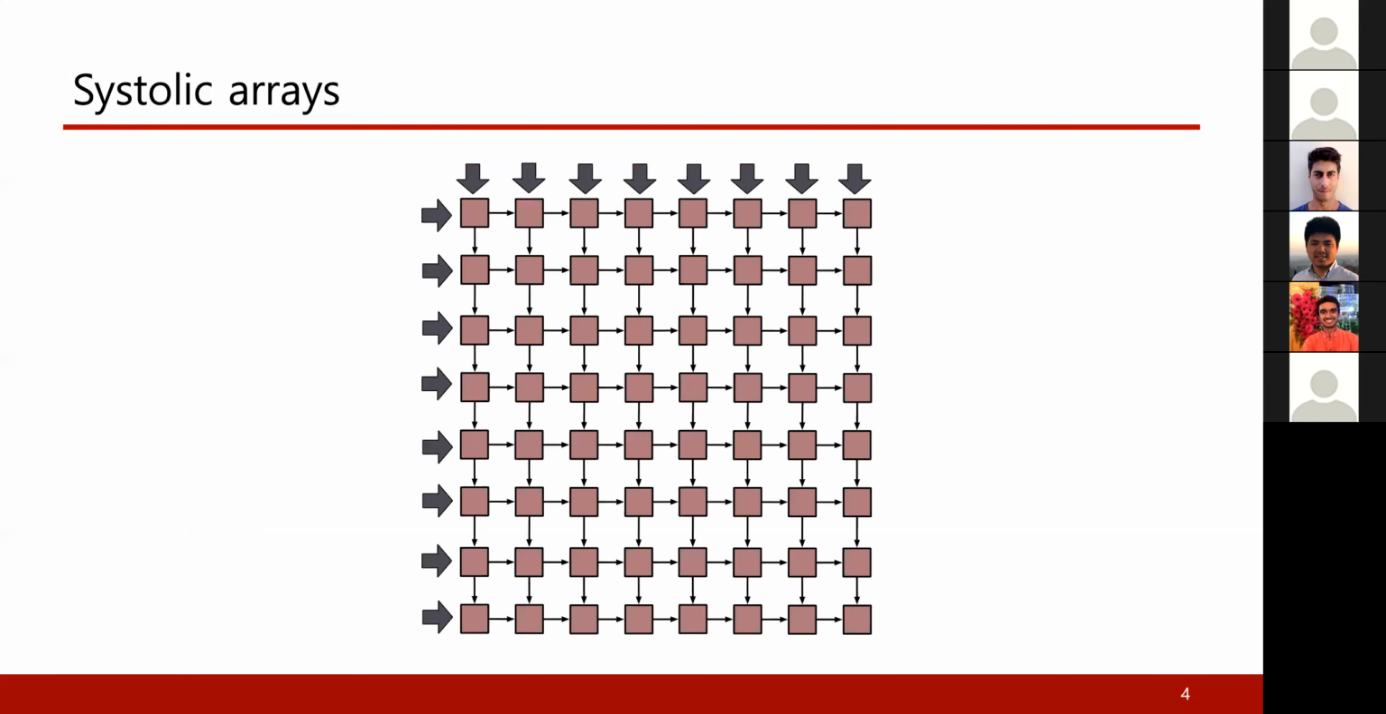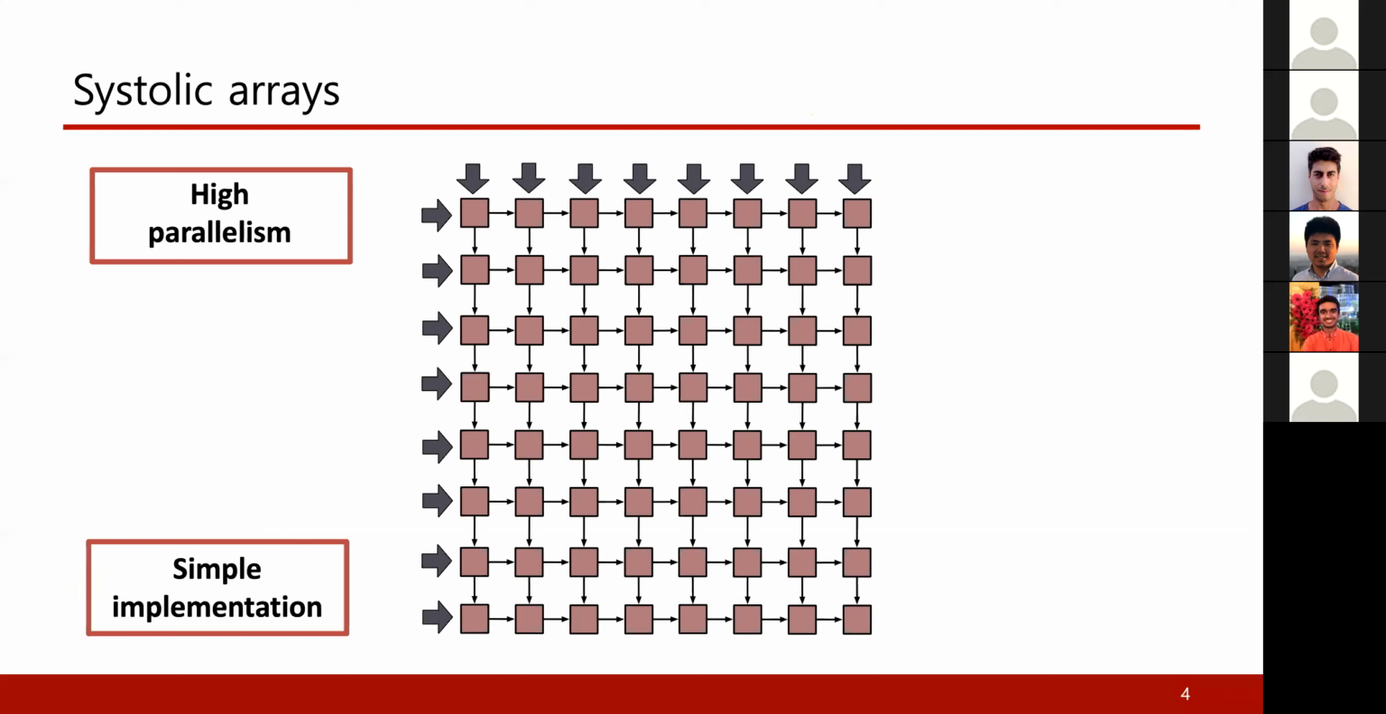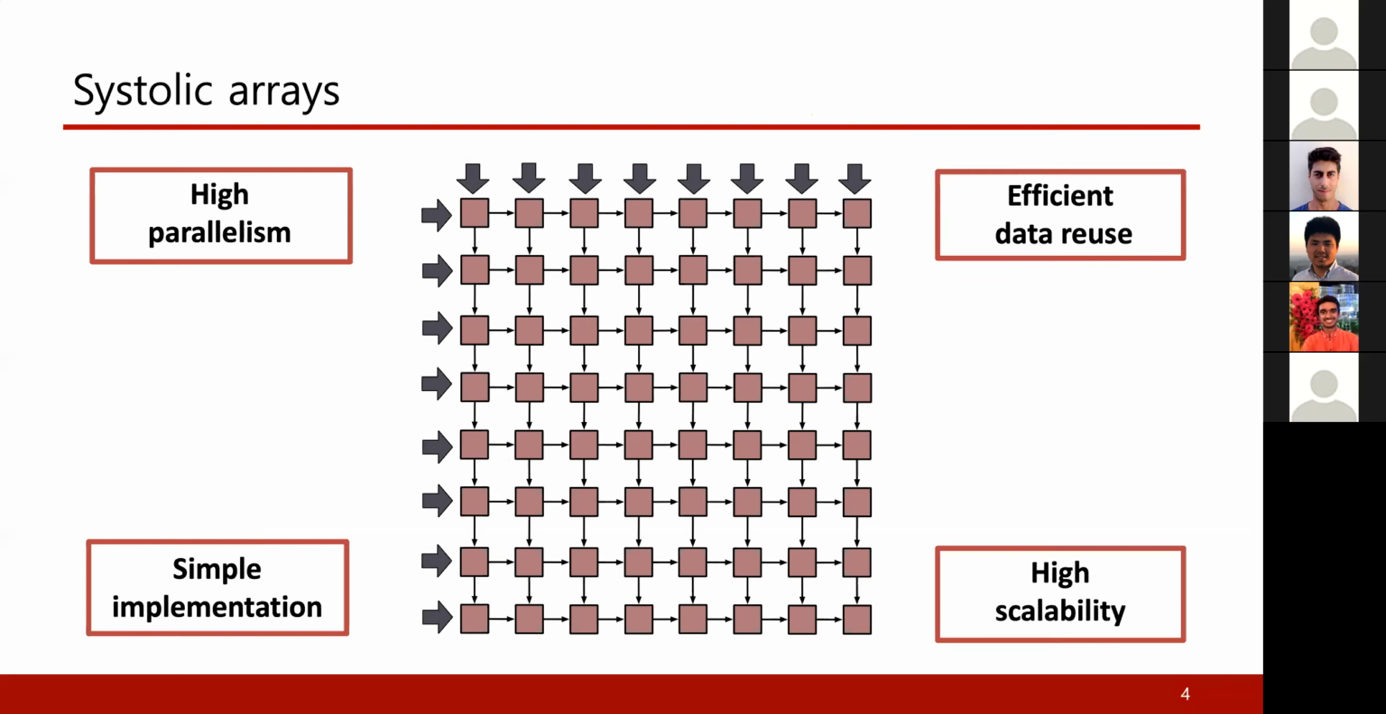So we model systolic arrays, and we came up with this choice of substrate because we know that we require high parallelism. Systolic arrays provide that, and they also do that with a very simple implementation. And due to the forward peer-to-peer forwarding links, we have very high and efficient data reuse. And all of these together means that we can scale this kind of a substrate very easily.